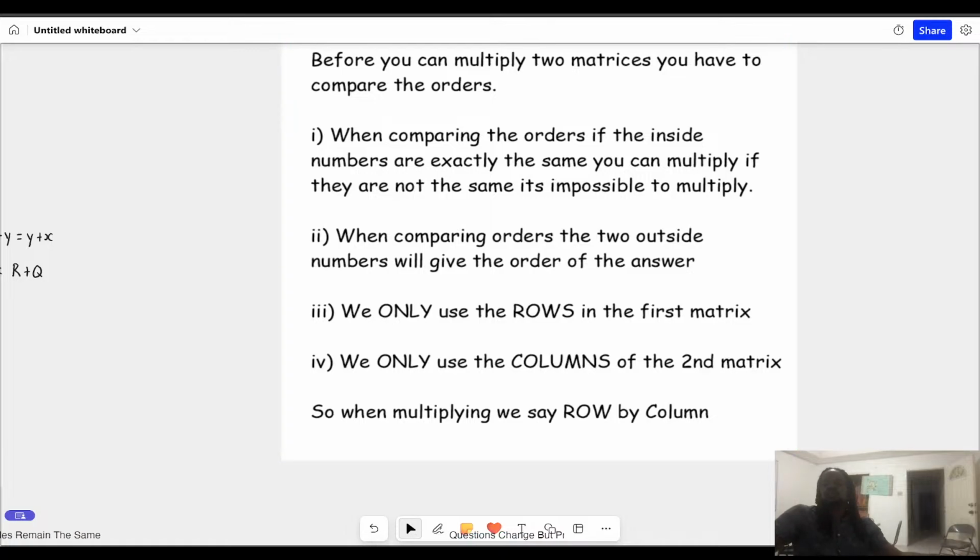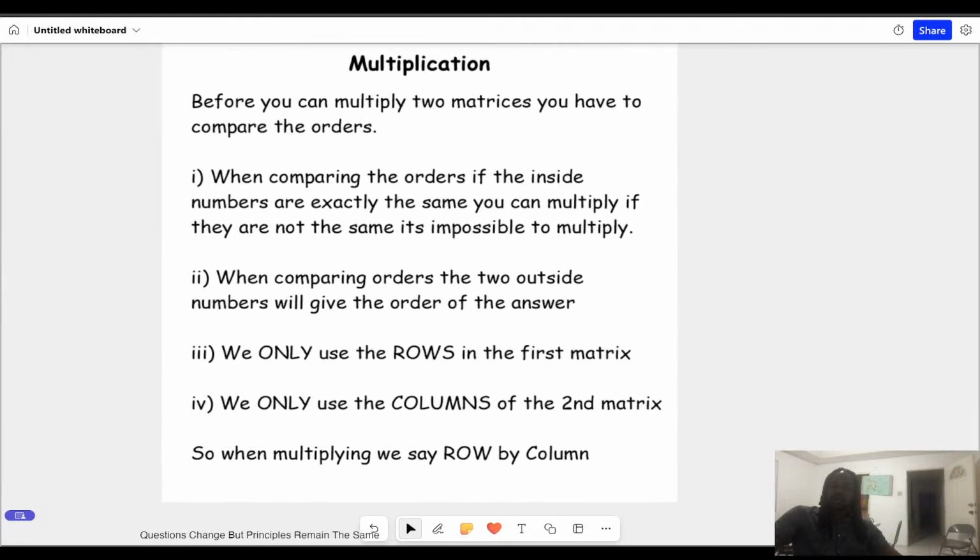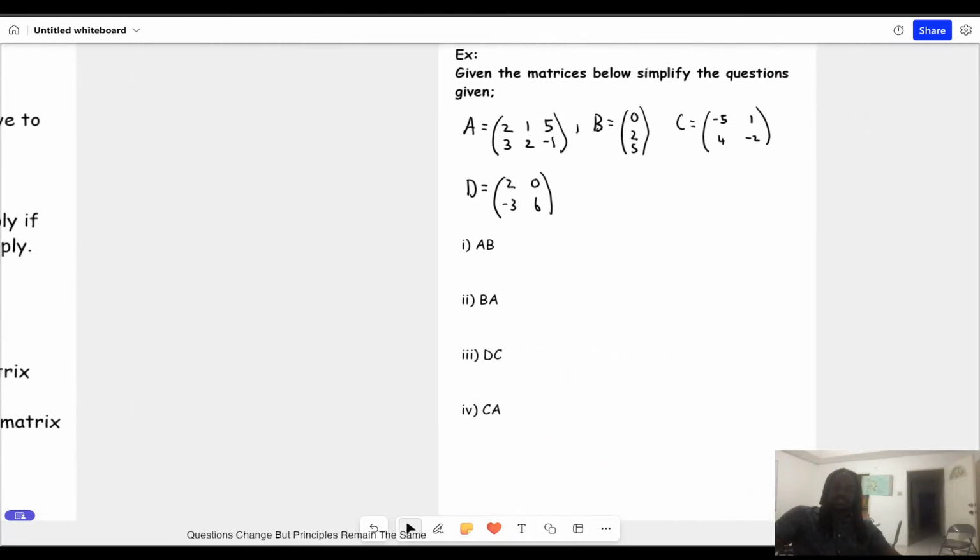Next, we only use the rows in the first matrix. We only use the columns of the second matrix. So when multiplying, what do we say? We say row by column. That's how we multiply. Row by column.